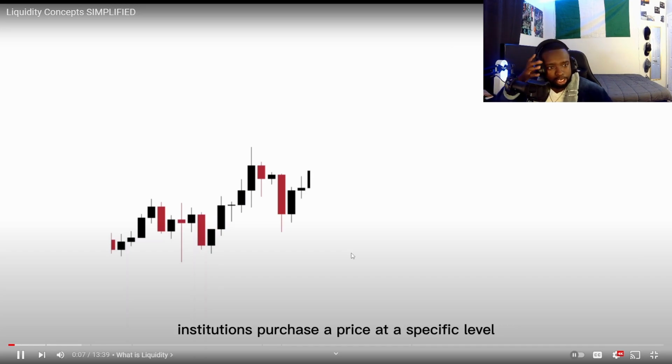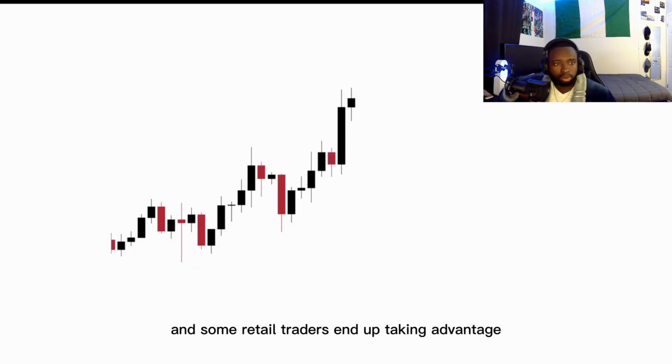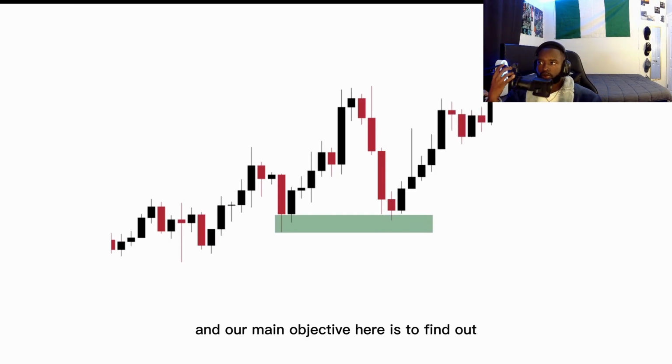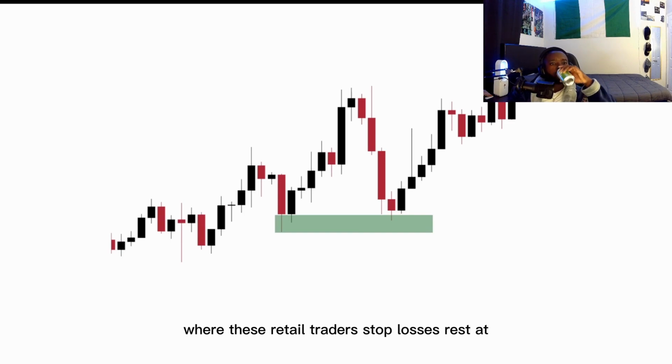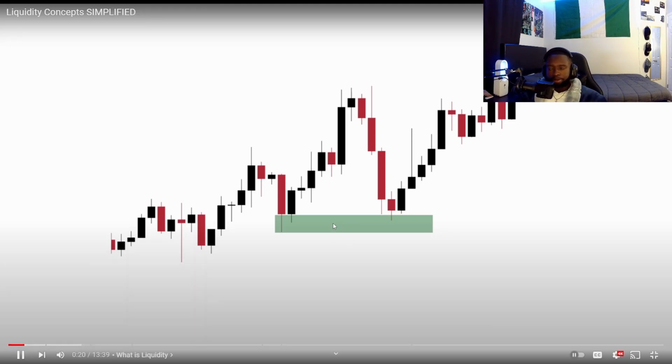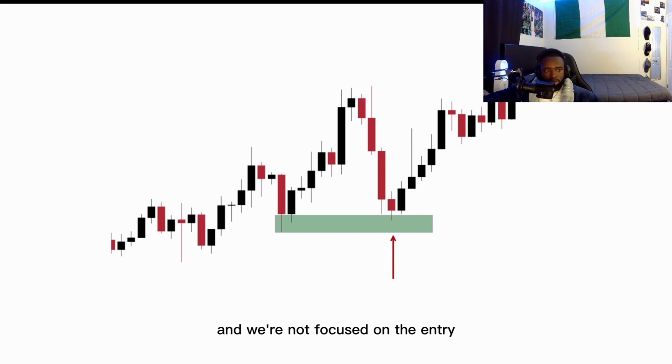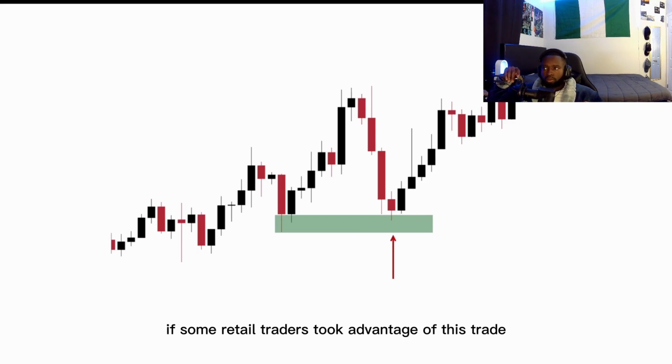Institutions purchase a price at a specific level, and some retail traders end up taking advantage of the institutional sponsorship and take the trade. And our main objective here is to find out where these retail traders' stop losses rest at. So in this example, you can see price being purchased at this demand level. And we're not focused on the entry or why price was purchased there. We're looking at if some retail traders took advantage of this trade, where would their stop losses rest at?